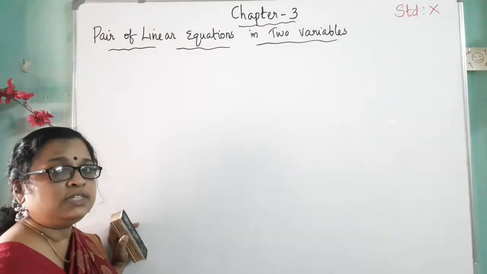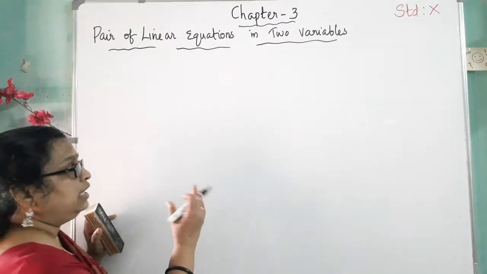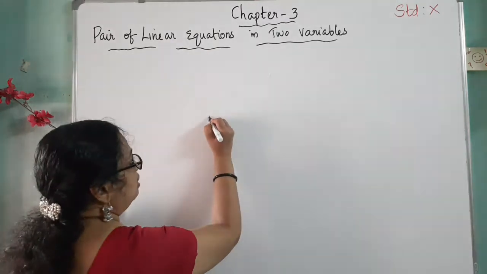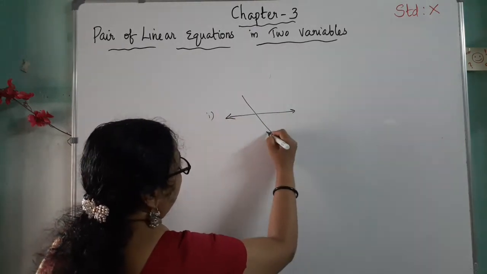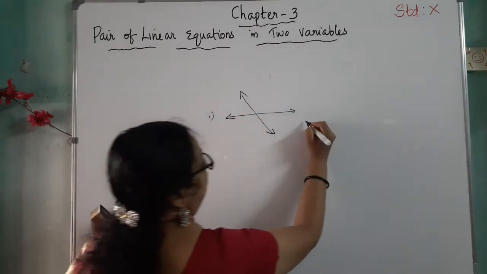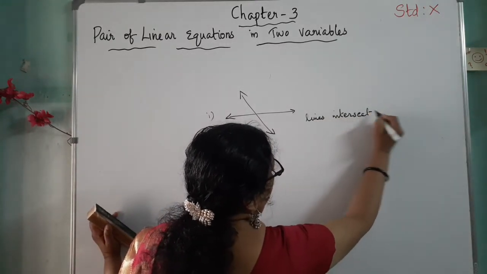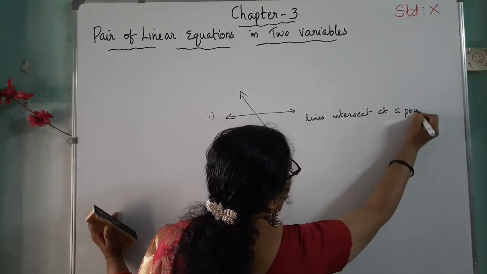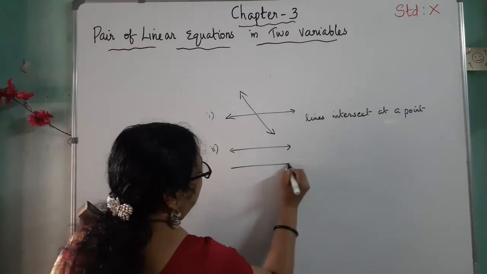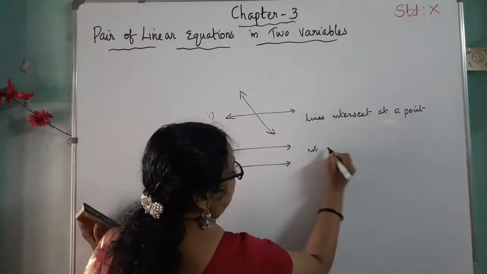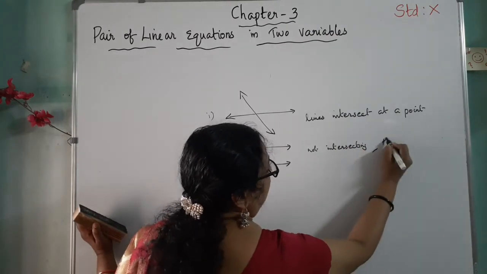Okay. Last year you studied that if two given lines are in a plane, then three possibilities happen. First one, in this way, two lines intersect at a point. Then second one, in this way, two lines not intersecting, that means they are parallel.